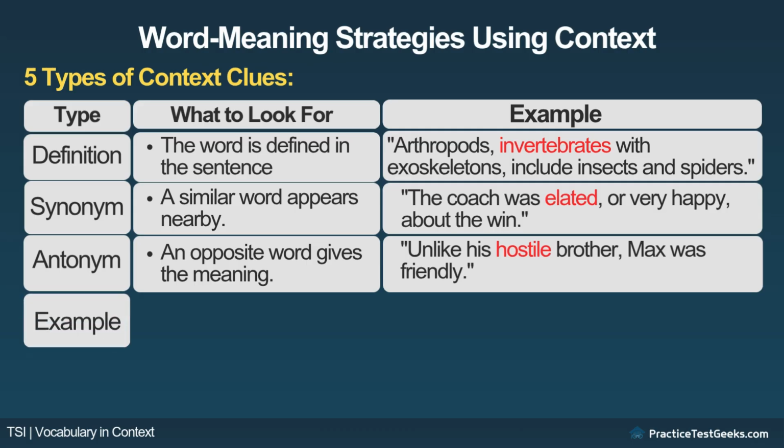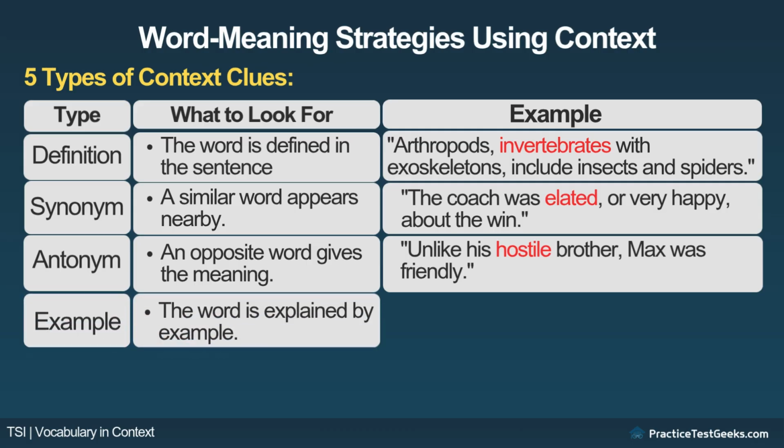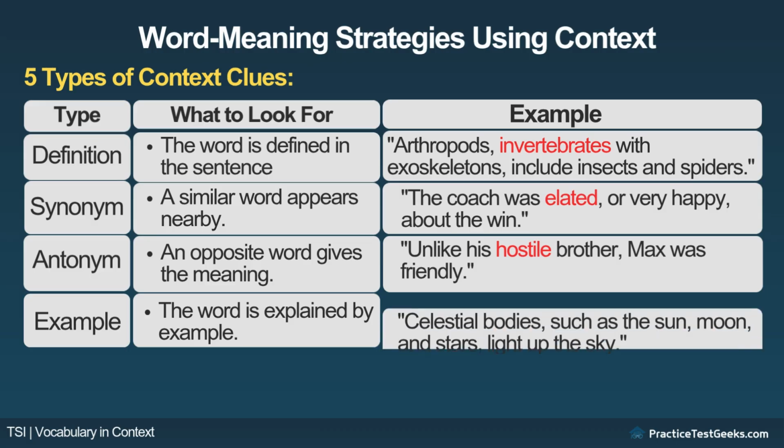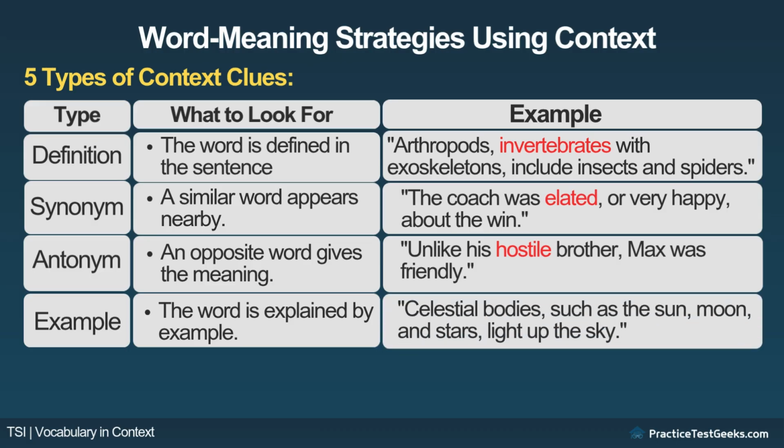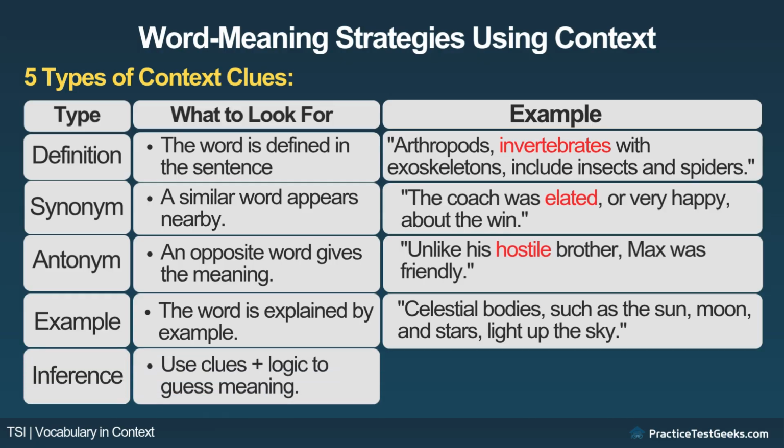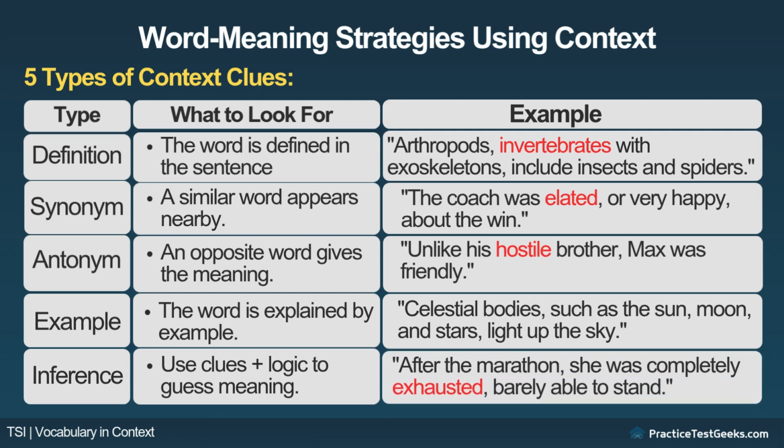Example. What to look for: the word is explained by example. Example: Celestial bodies, such as the sun, moon, and stars, light up the sky. Inference. What to look for: use clues plus logic to guess meaning. Example: After the marathon, she was completely exhausted, barely able to stand.